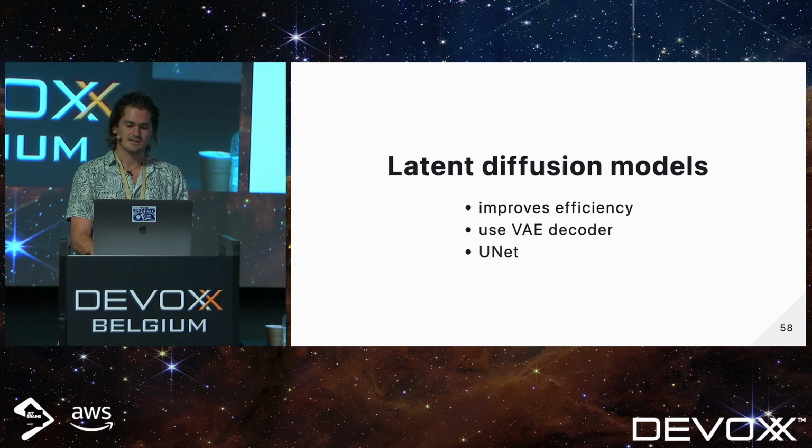The architecture used is called a UNet. You can look it up. We're not going to cover it other than the fact that it's a common architecture used for diffusion models.